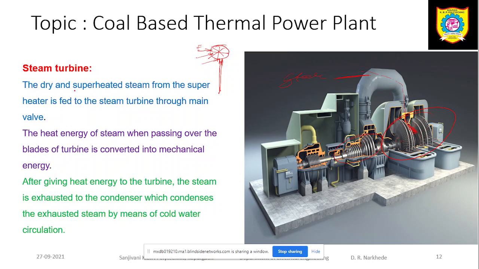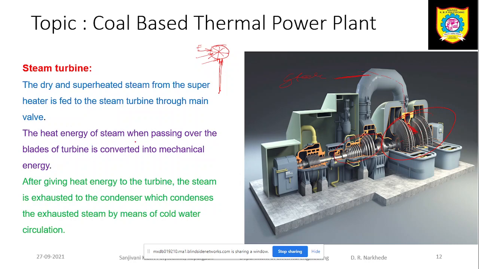So in the steam turbine, the dry and superheated steam from the superheater is fed to the steam turbine through the main valves. Okay, so this is the pipe, and this steam can be controlled with the help of a valve, just like in your bathroom we have a tap, and with the help of the tap we can control the flow of water passing through it.